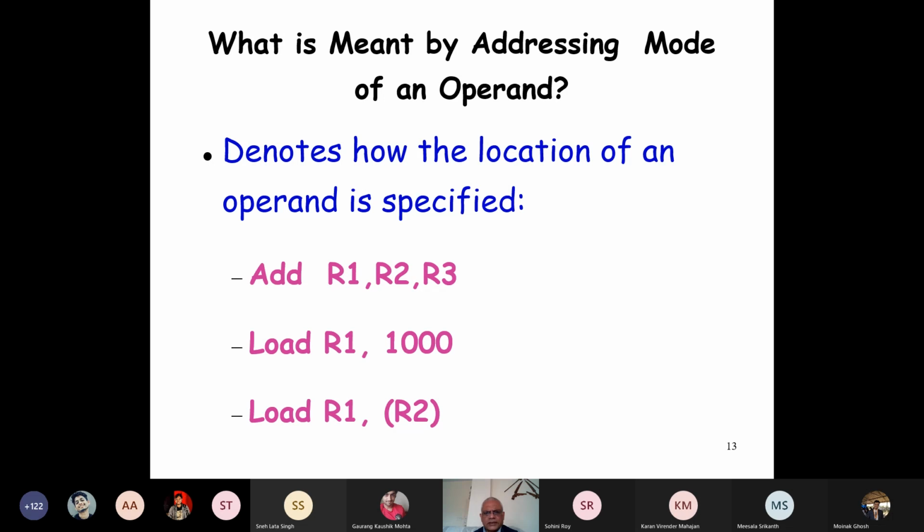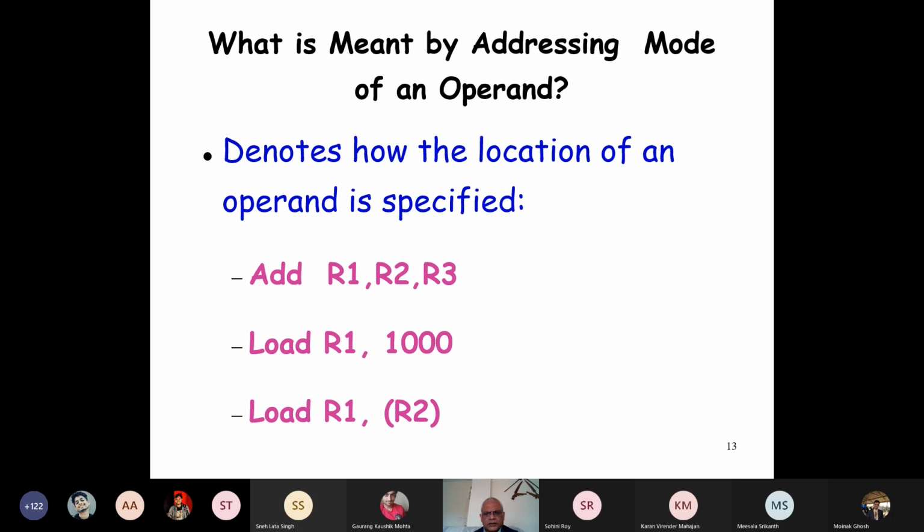Just look at these 3 instructions. In the first instruction, the operands are register names actually. We call it the register direct or the register addressing mode. In the second one, we load the contents of a memory location. 1000 is the memory location. We load that into register R1. So this is the memory direct. Whatever is there in 1000, we store that in R1.